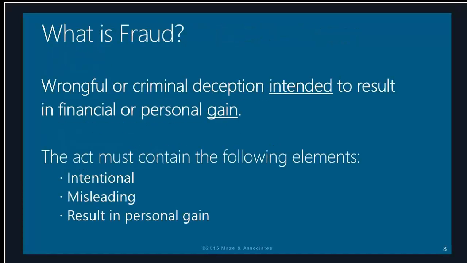So what is fraud? We define fraud as a wrongful or criminal deception intended to result in financial or personal gain. So the act must contain the following elements. It must be intentional, that is, it must have been perpetrated on purpose, not as an accident or by mistake. It must be misleading. So you must be misleading somebody. That would be such as having somebody sign a check for company A and then you as a fraudster change it to company B, so you misled the person signing the check. And also the third aspect there is the fraud must result in some kind of personal gain.